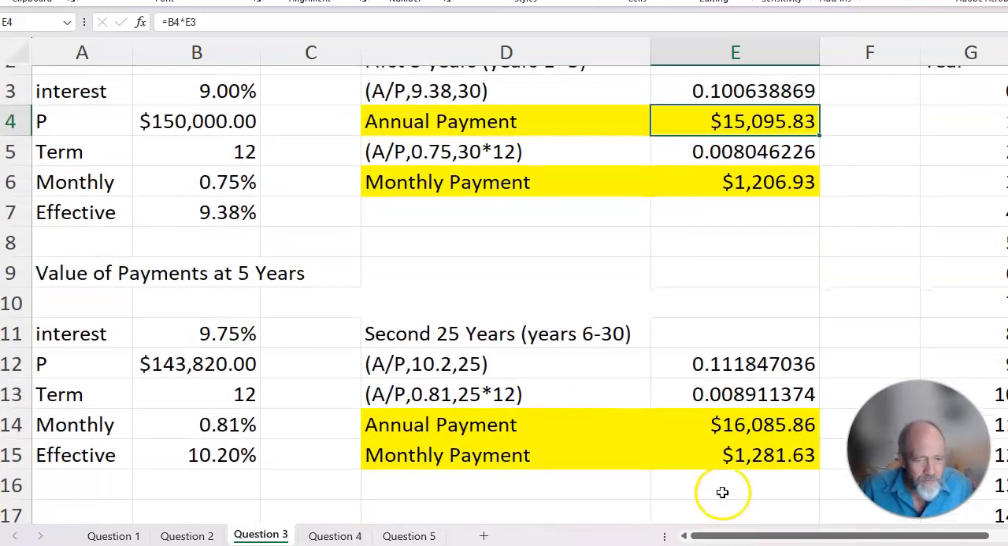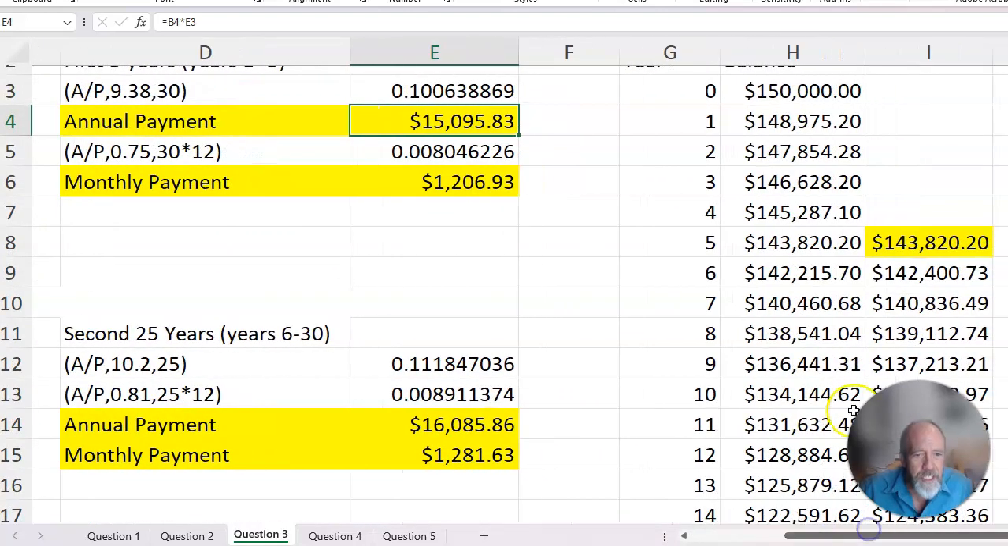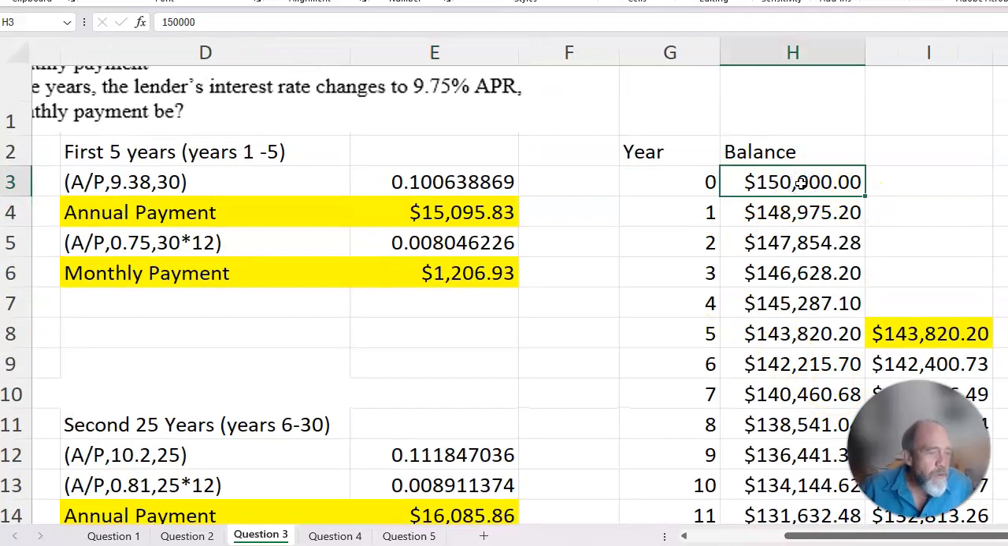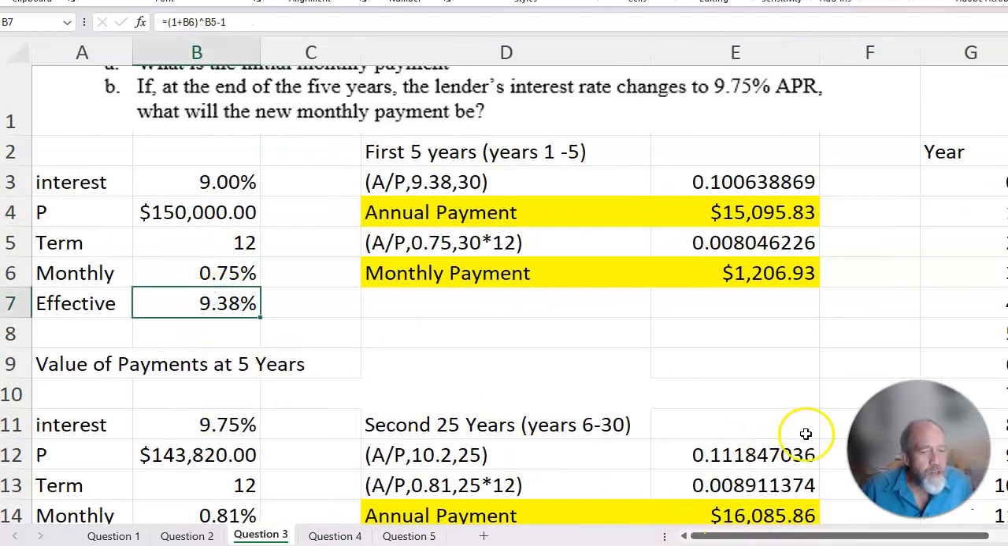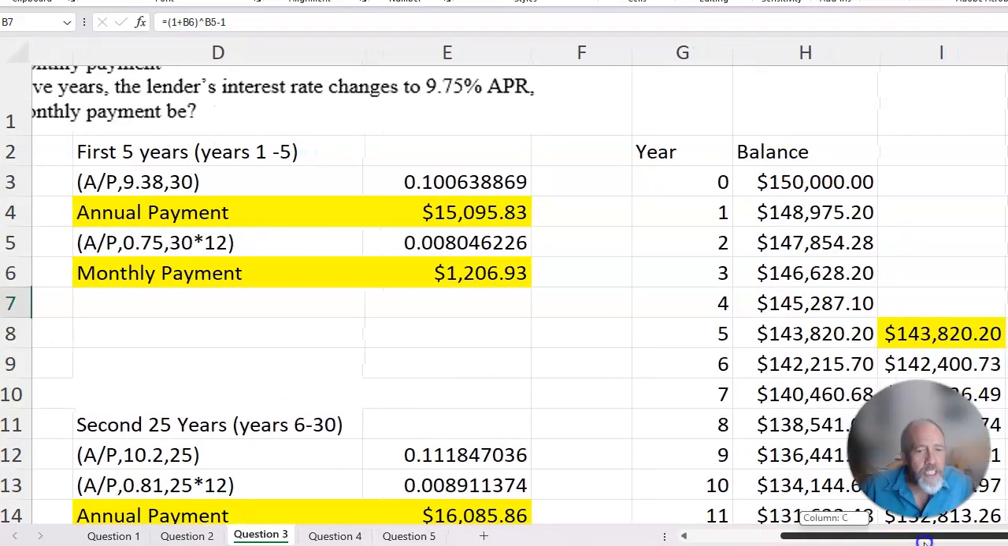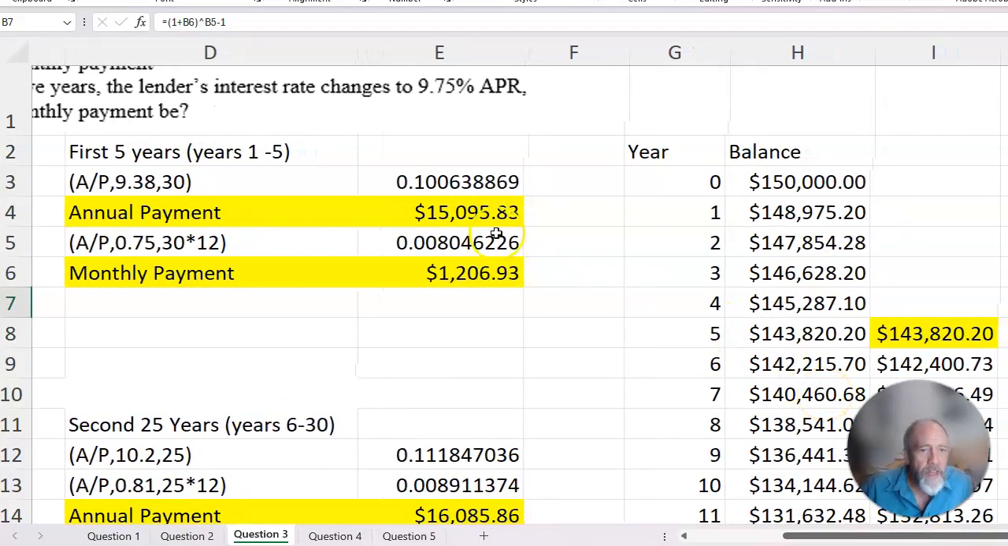Let's create an amortization table. Balance, and I did this with the effective APR because the number I wanted was what did I owe at year five when we had that change in APR? So I got the 150,000. I calculate using the annual payment, or in this case, the effective interest rate, B7. So my amortization table is with the effective interest rate and the annual payments.